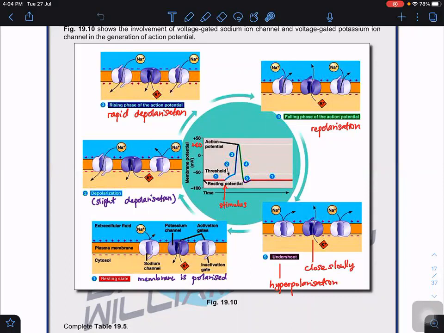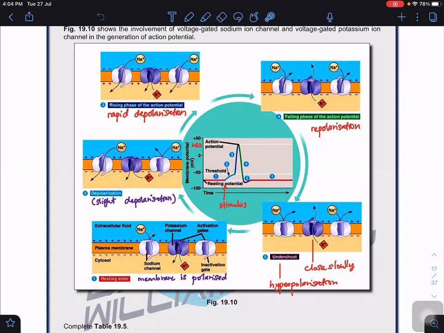So during phase one, the resting stage or resting potential, we say that the membrane is polarized. We zoom into the voltage gated sodium ion channel and voltage gated potassium ion channel, and you can see that both of them are closed. Therefore there is no entry of sodium ions or leak out of potassium ions, so the membrane potential is maintained at negative 65 millivolts.